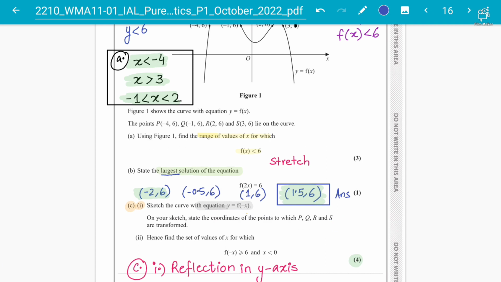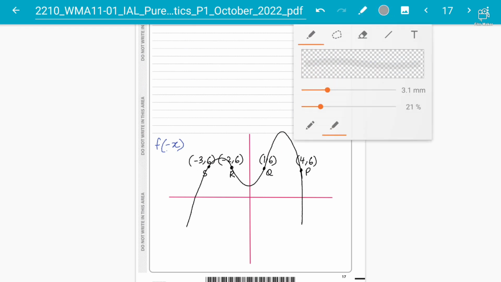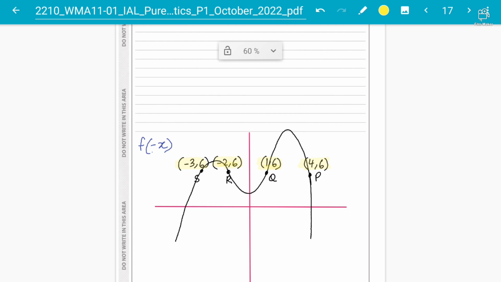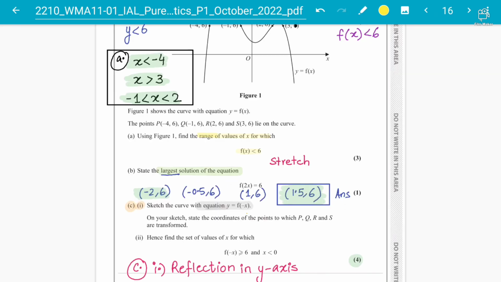You have to state the coordinates. Make sure stating the coordinates is very important. You'll get marks for writing 1 comma 6, P, 4 comma 6. I'm telling you all the examiner key points, so make sure you understand and give the reflection coordinates, so you'll get the most marks.